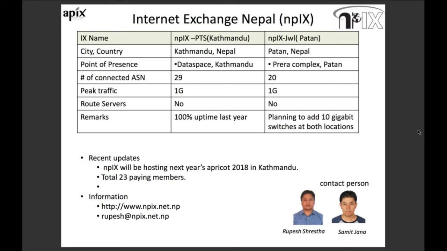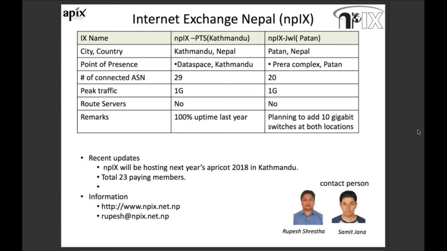Hi, namaste. My name is Rupesh Shrestha. I'm representing Internet Exchange Nepal, a non-profit organization, and we have 2 POPs in Nepal. One is in Kathmandu, the capital city of Nepal, and another one is in Patan. Altogether, we have 29 ASNs connected in our Kathmandu exchange and 20 in Patan exchange.